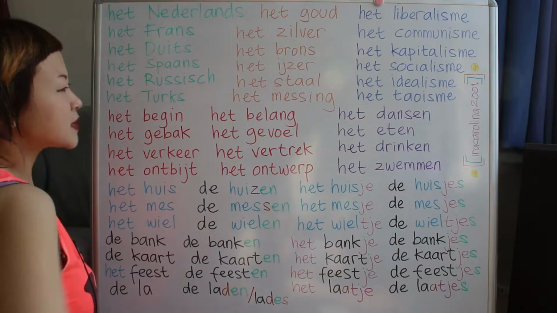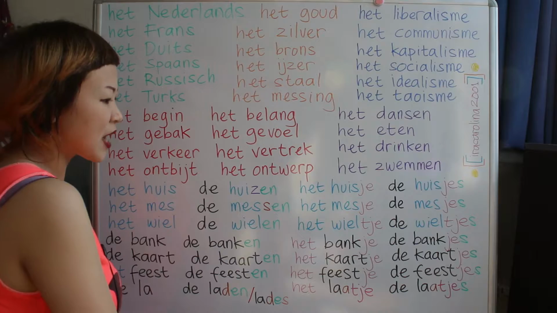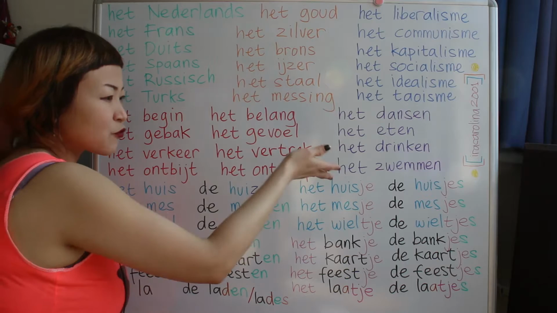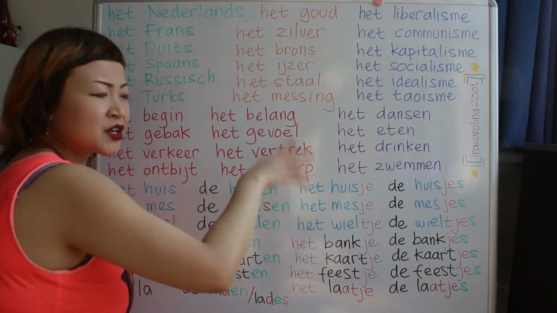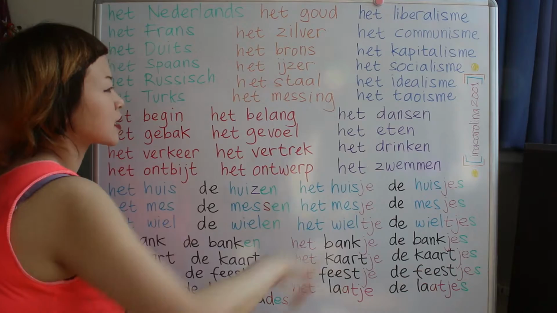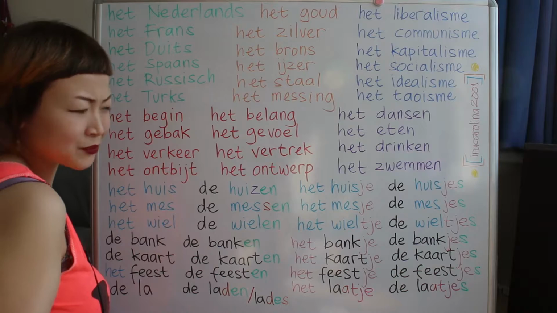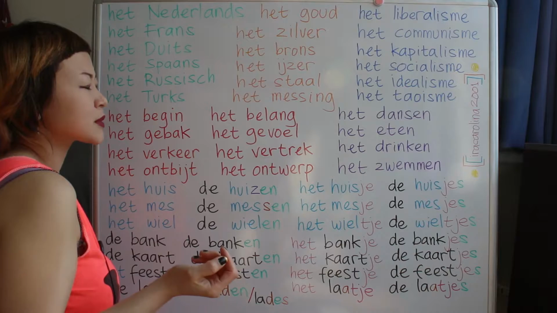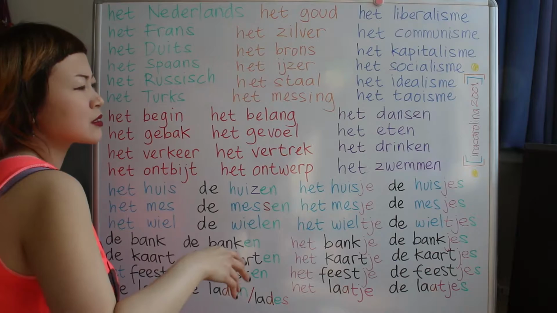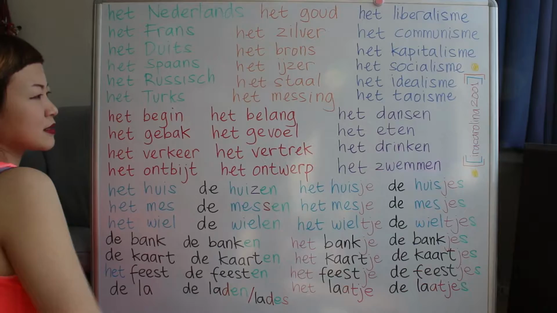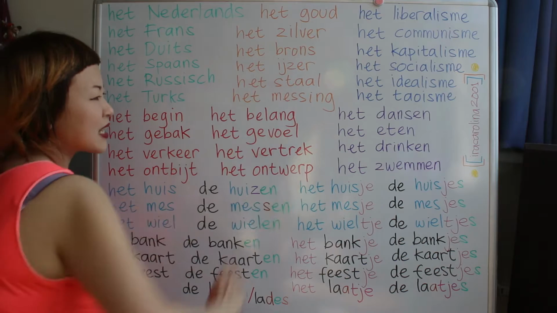And now, het is also used for words that were previously verbs, but when we put "the" in front of the verbs, they become nouns. As we can see, dansen. Dansen is dancing. Dancing is a verb. It becomes a noun when we put "the": het dansen, the dancing. It becomes a noun.